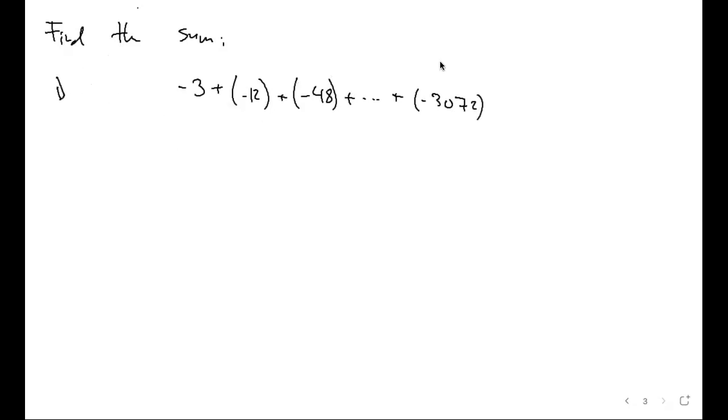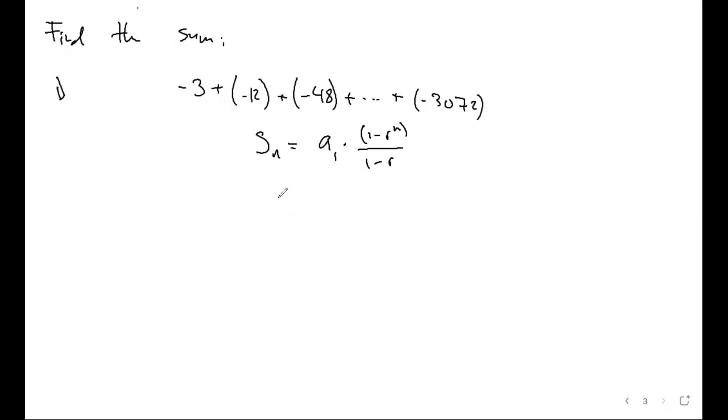Okay. So for this one, I want to find the sum here. Let's recall the nth partial sum of a geometric sequence. This is a geometric sequence. That's the first observation. I'm multiplying by 4 to get to the next term. So please take note, this is a geometric sequence. All right, so S sub n is equal to a sub 1 times (1 minus r to the n) all over 1 minus r.